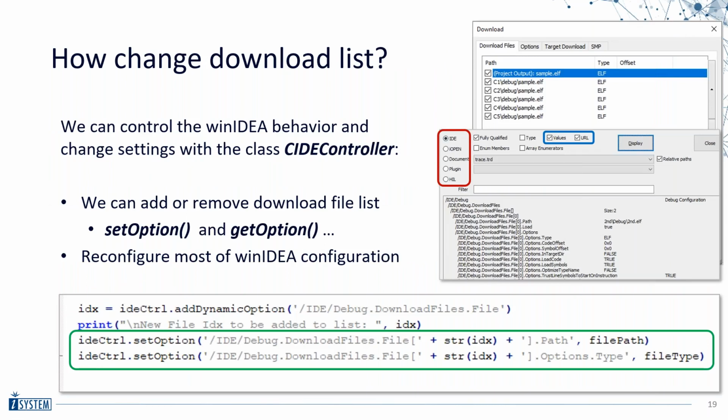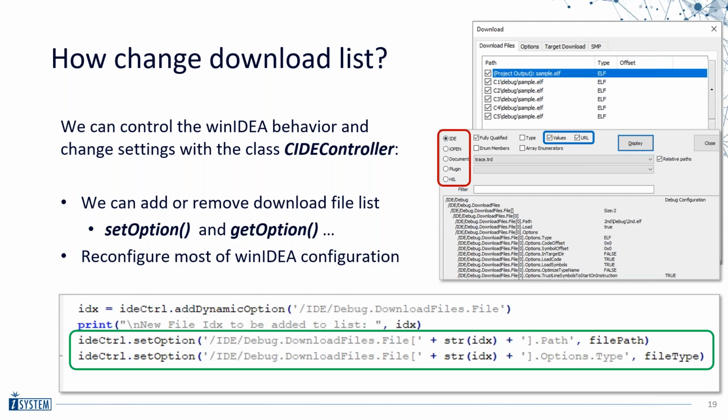Then, how to change the download file list. These are winIDEA settings. For instance, we have a multi-core project with several ELF files, and we need to reconfigure the winIDEA settings, meaning that after scripting, a different list of download files will be stored inside winIDEA. We can do this with the so-called IDE controller. The IDE controller actually controls the settings of the winIDEA configurations. And inside winIDEA, we have a lot of drop-down menus and checkboxes.